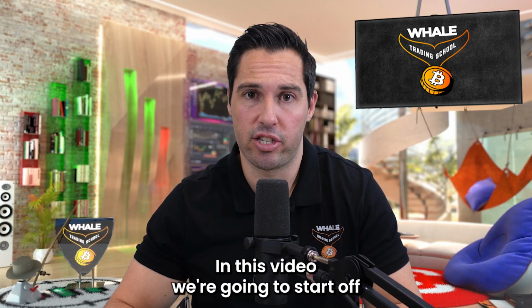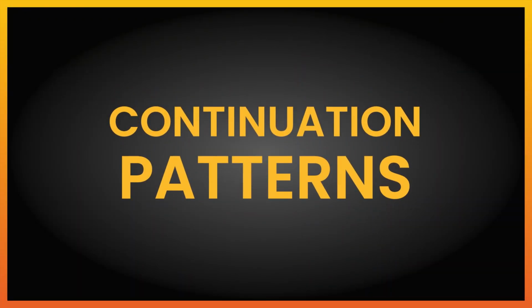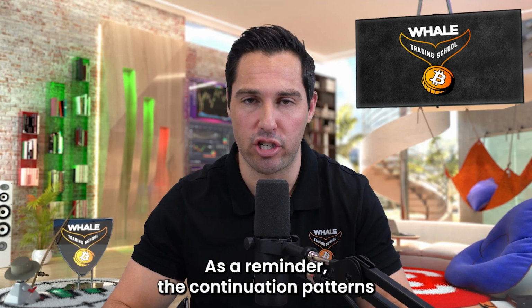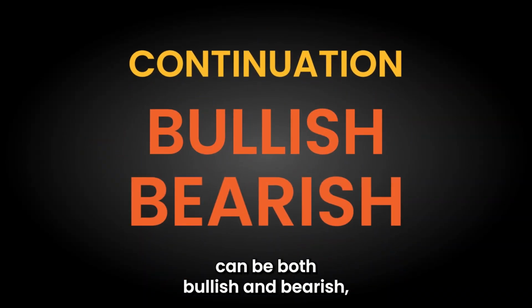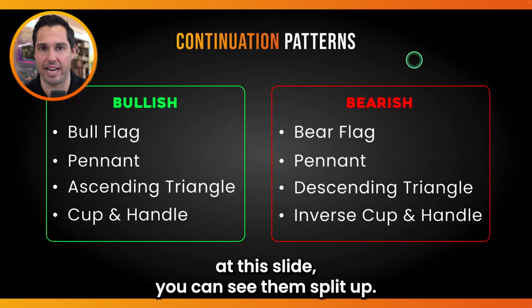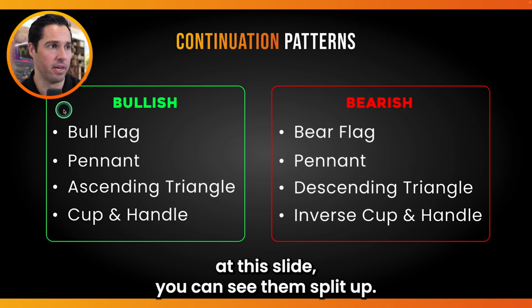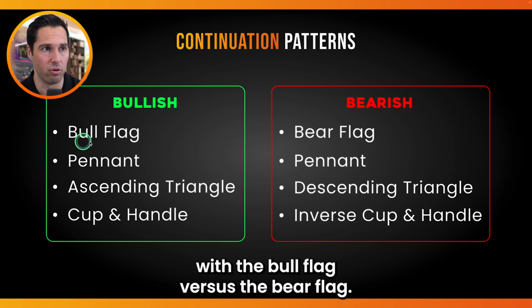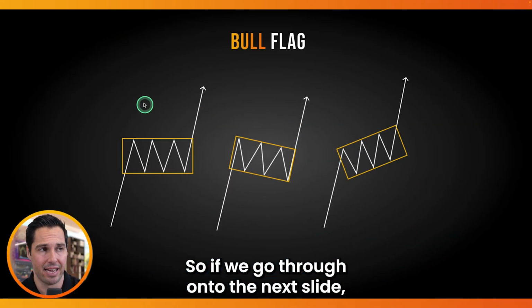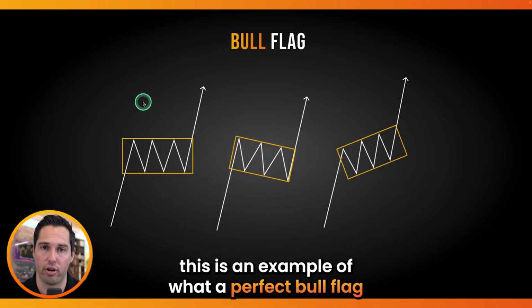In this video, we're going to start off by looking at the continuation patterns. As a reminder, the continuation patterns can be both bullish and bearish, which if you have a look at the slide, you can see them split up. So we're going to start off with the bull flag versus the bear flag.